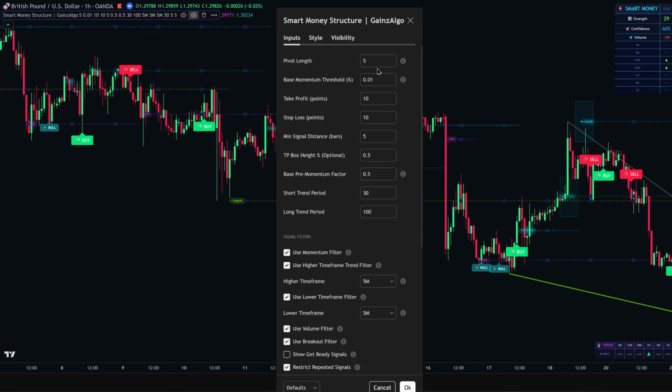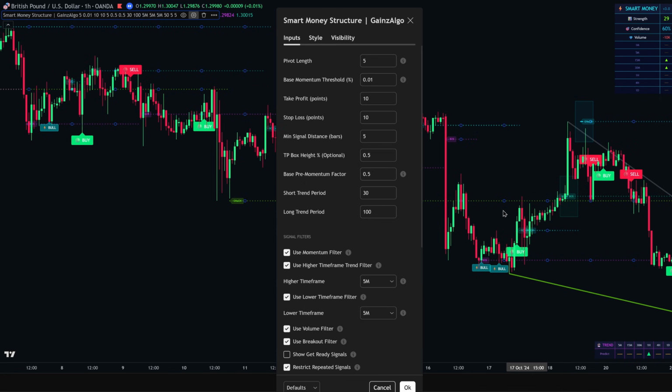When the pivot length is set to a low value, for example a pivot length of 5, the indicator detects more swing points. This results in more change of character and more break of market structure signals appearing on the chart. While this can be useful, it often introduces a lot of market noise and can lead to overtrading.